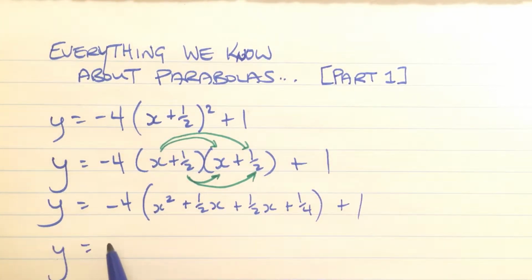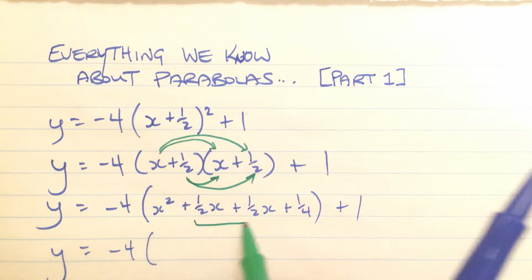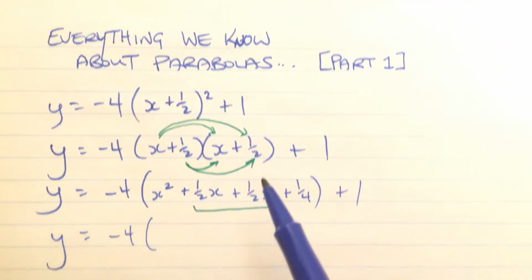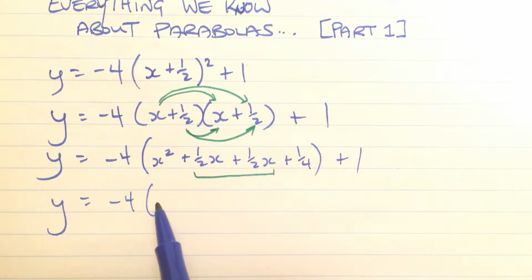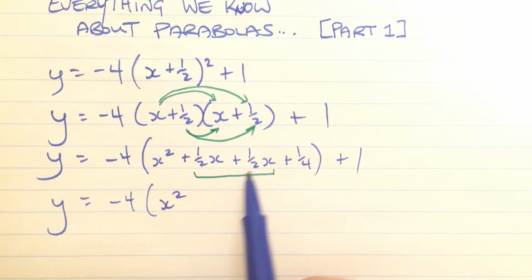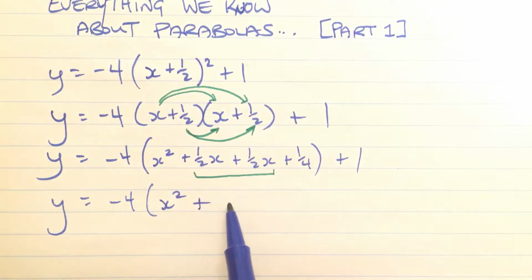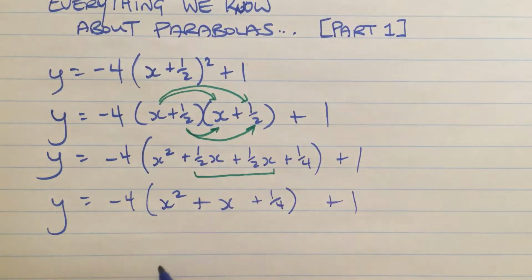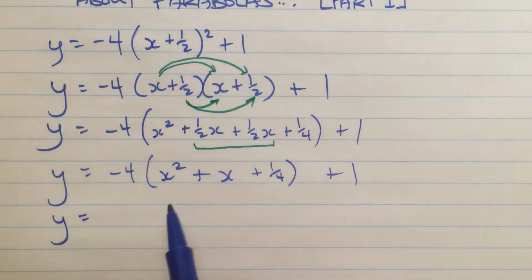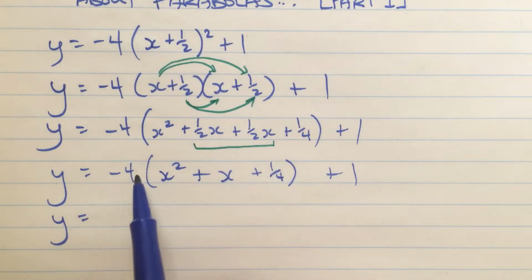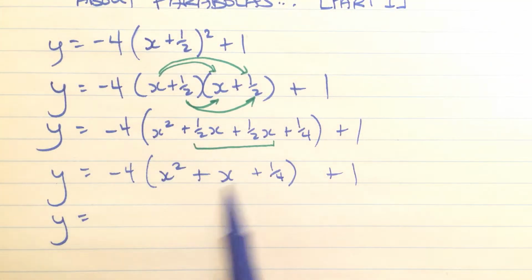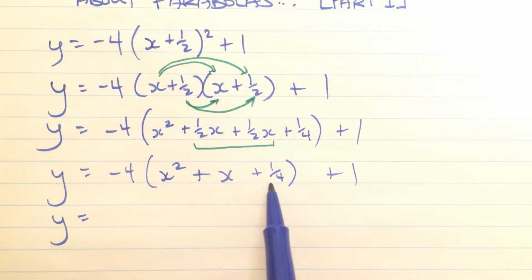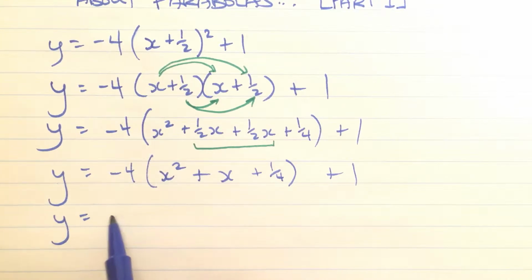Okay, and continuing, we have -4 times this stuff, but I can simplify in the middle here. So this is still x squared. These two 1/2 x's become an x, 1x, and I still got that 1/4, and I have a plus 1 still. All right, now I'm ready to deal with this -4, so I'm going to multiply it by each of the things inside of this expression here, because this is the distributive property.